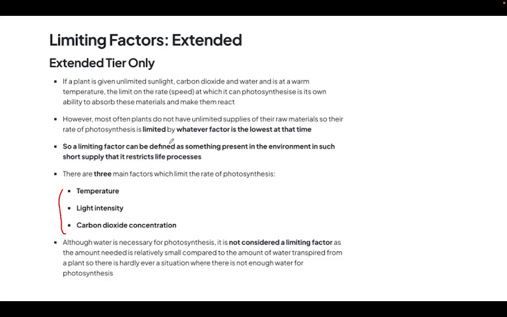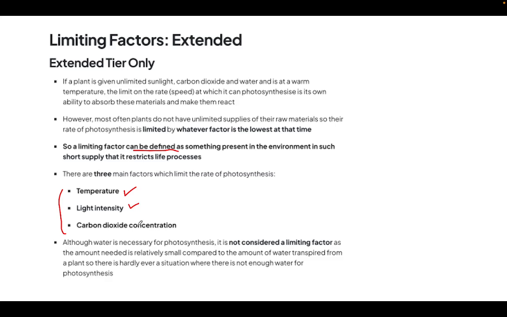So limiting factor can be defined. We should write this down in our book. It is something present in the environment in such short supply that it restricts life processes. This plant might have enough temperature, enough light intensity, but carbon dioxide, which is less, can be a limiting factor for photosynthesis. So they should be there in a good amount to make sure that the process happens.